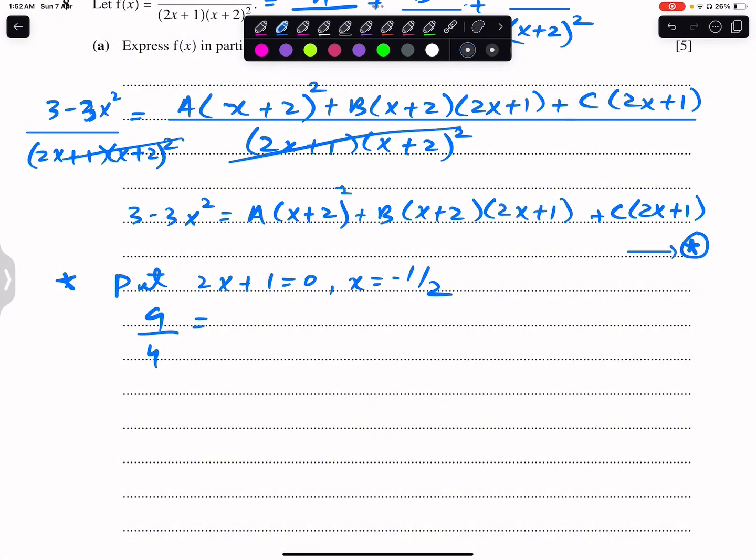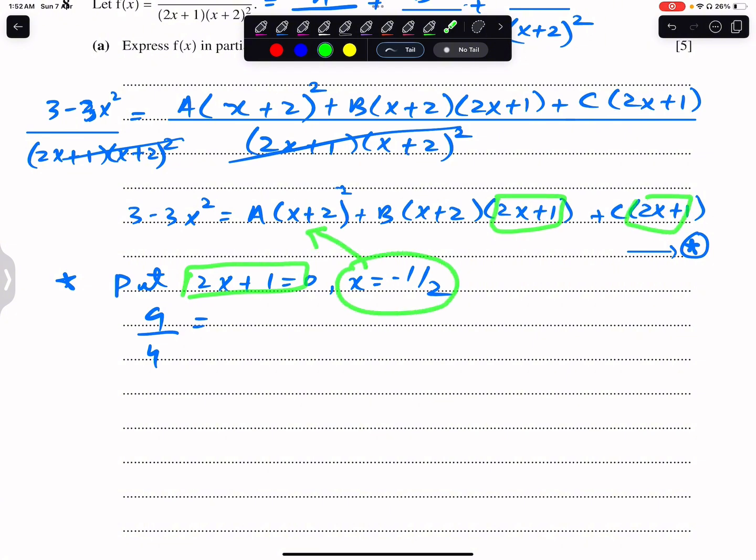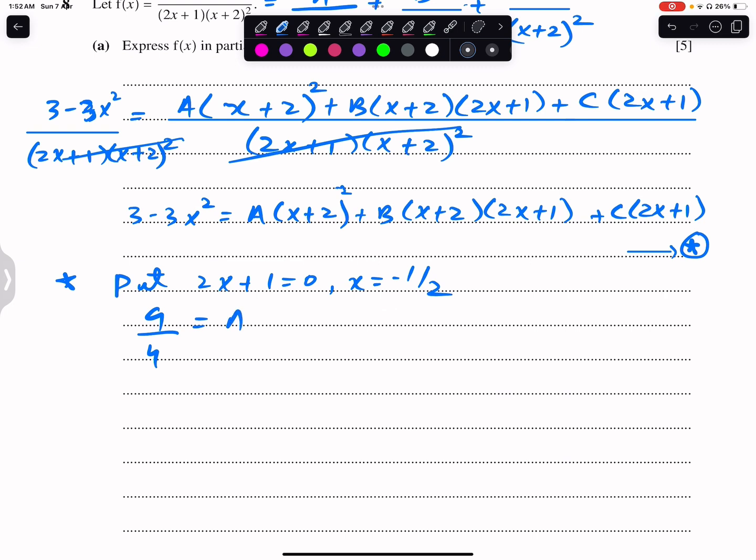Student, if you put x equal to minus 1 over 2, these two terms will become 0, because 2x plus 1 is actually 0. So you will only put this value here. So a times minus 1 over 2 plus 2 whole square. So simply you will have 9 over 4 is equal to 3 by 2, and then 3 by 2 square is 9 over 4 times a. So a is equal to 1.